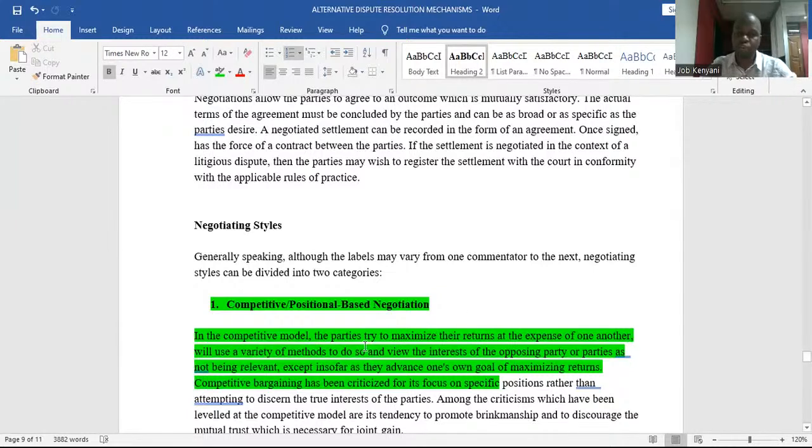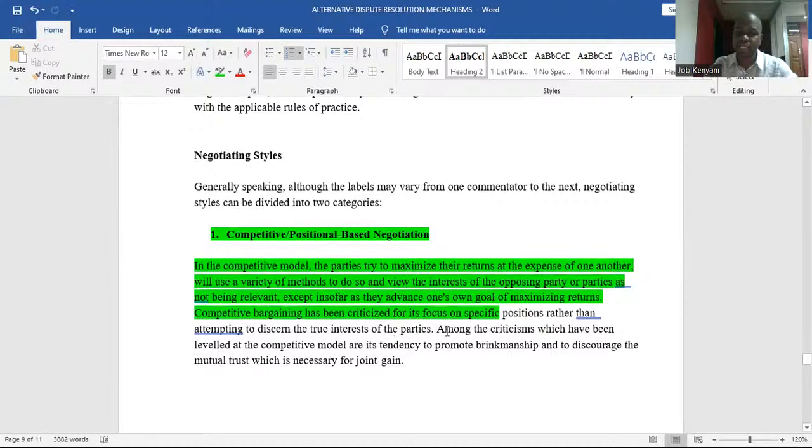So in a competitive or positional approach, the parties try to maximize their returns at the expense of one another. They will use a variety of methods to do so and view the interests of the opposing party or parties as not being relevant, except insofar as they advance one's own goal of maximizing their own returns. Competitive bargaining has been criticized for its focus on specific positions rather than attempting to discern the true interests of the parties. Among the criticisms leveled at the competitive model are the tendency to promote brinkmanship and to discourage the mutual trust which is necessary for joint gain.